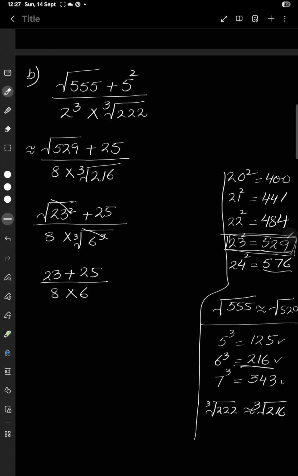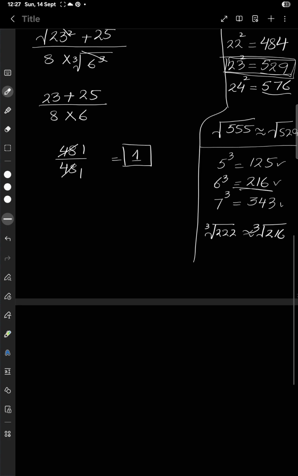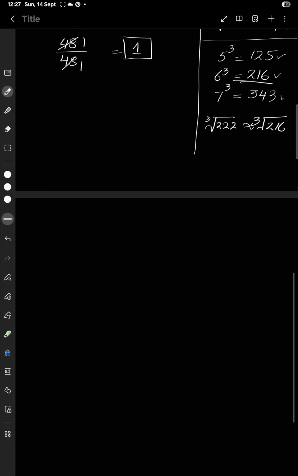If I add these two numbers, my answer will be 48, and 8 sixes are 48, and 48 ones are 48, so my answer will be 1. It will be my answer. How easy and interesting to solve this question. So easy. I love this question. Let's move to the C part.